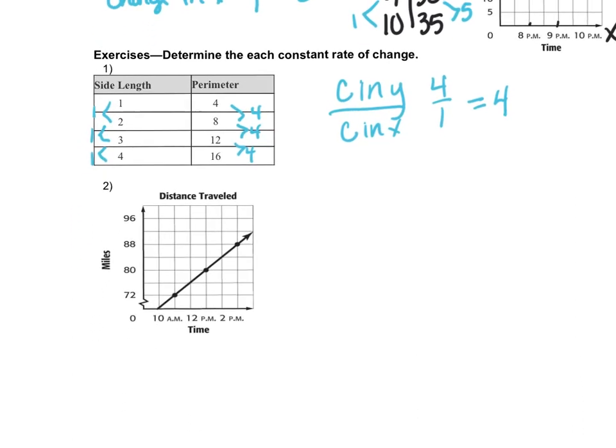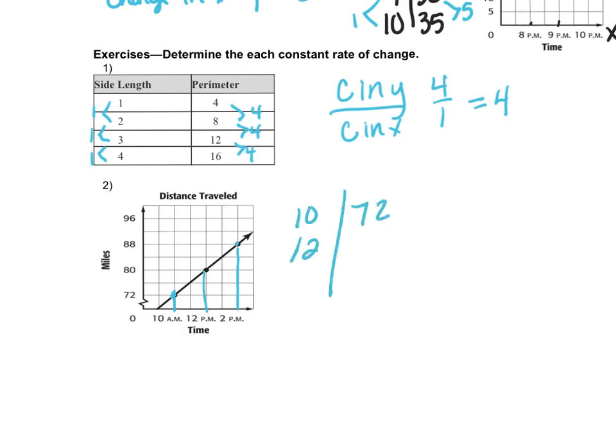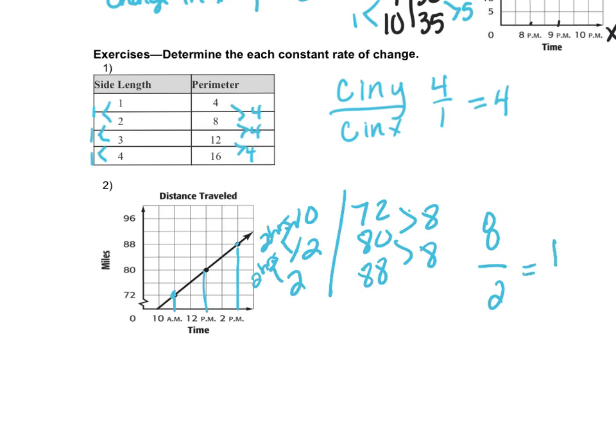Distance traveled, it's about the same thing. I guess we're going straight up here. So we're saying at 10 a.m. there's 72. At 12 p.m. they're 80, and then at 2 p.m. they're 88. So they're going up about 8 every 2 hours. Okay, so we're going to say change in Y over change in X, which is about 4 per hour.